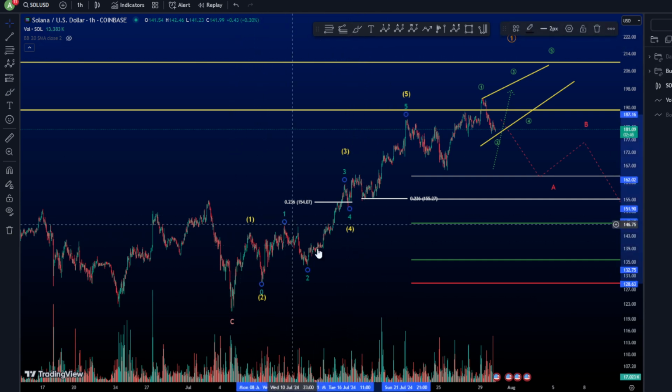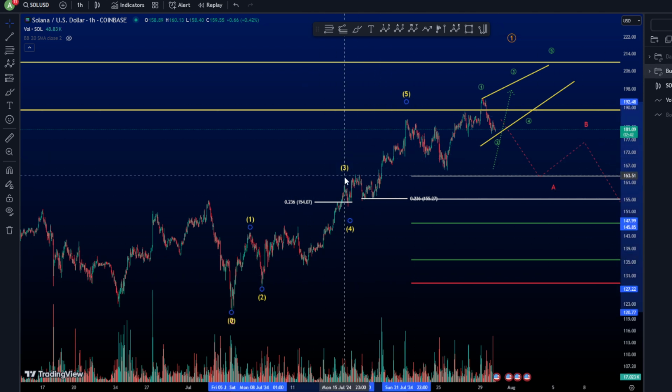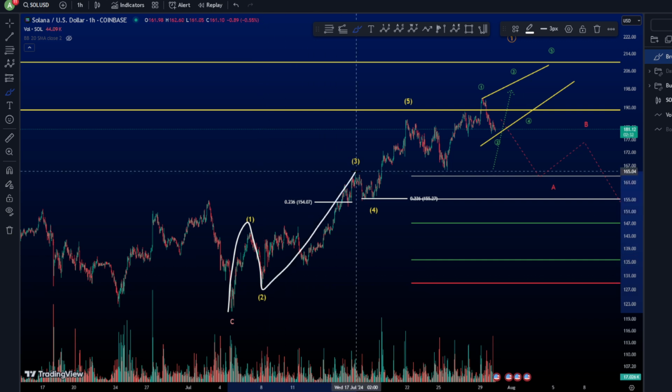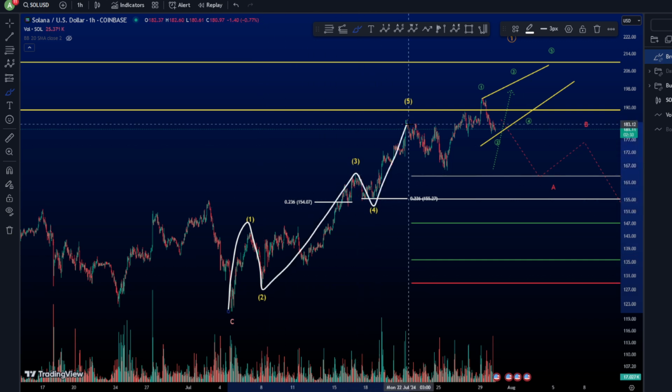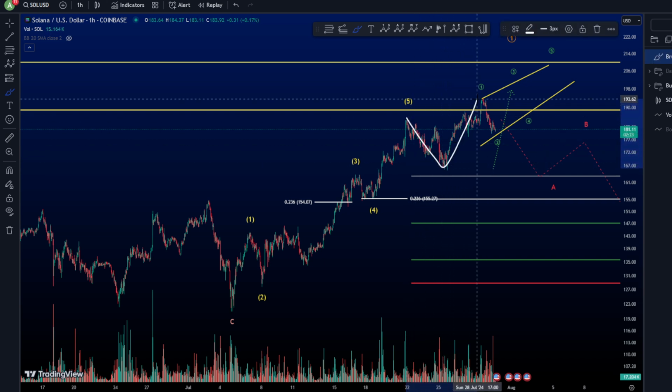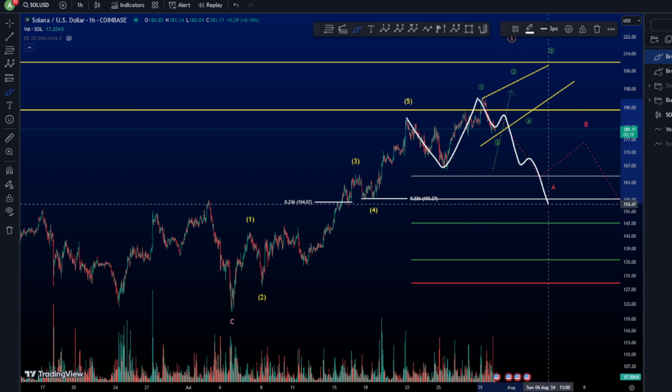So that means the teal can just go, we can remove it. This is 3, this is 4, right? And this is 5. So what we're going to have then is 1, 2, 3, 4, and 5, a finished impulse, alright? And what we are looking for here is an A, a 3-wave B, and then we are looking for a C towards the downside. Okay?